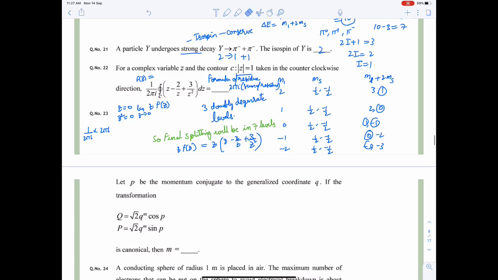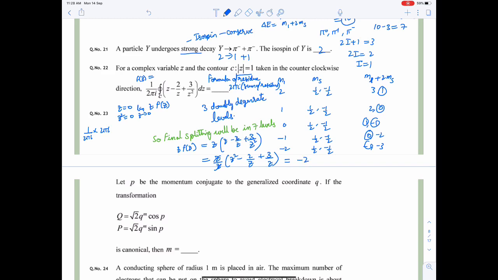Okay, 3 upon z square. So when you take this, you can take z common: z upon z, it will become z square minus 2 upon z plus 3 upon z. So z will cancel, and when you apply the limit z tends to 0, you will only be left with minus 2.